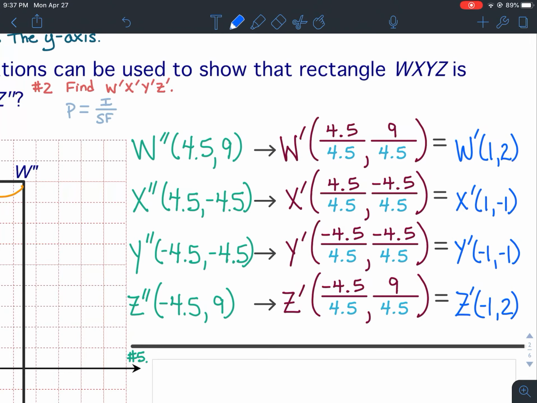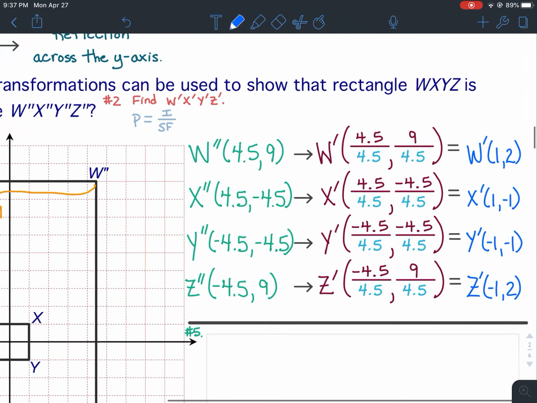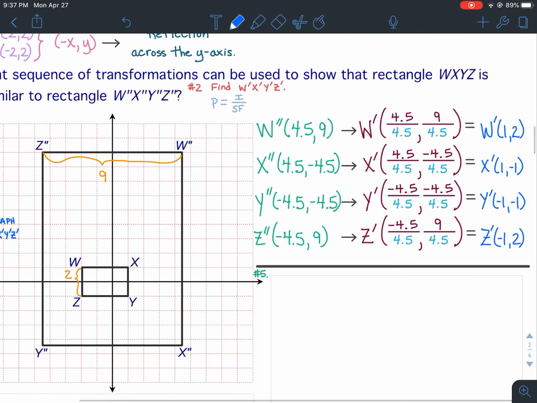Okay, so step 3 is to graph this figure. So W prime is at positive 1, 2, so that means I go to the right 1, up 2. X prime is at 1, negative 1, so I go to the right 1, but down 1. That means that X prime shares the same point as Y. Y prime is at negative 1, negative 1. That's to the left 1 and down 1. And Z prime is at negative 1, 2. That's to the left 1, but up 2.